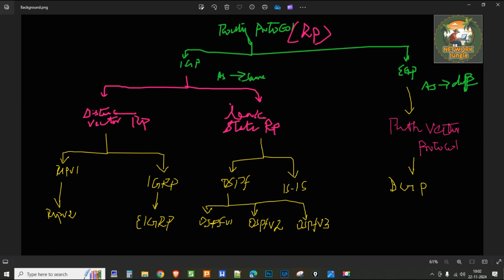Now I will explain in which year the routing protocols were introduced. First, the interior gateway routing protocol was introduced in the first stage. Then, in the second stage, the exterior gateway routing protocol was introduced in the year 1982.